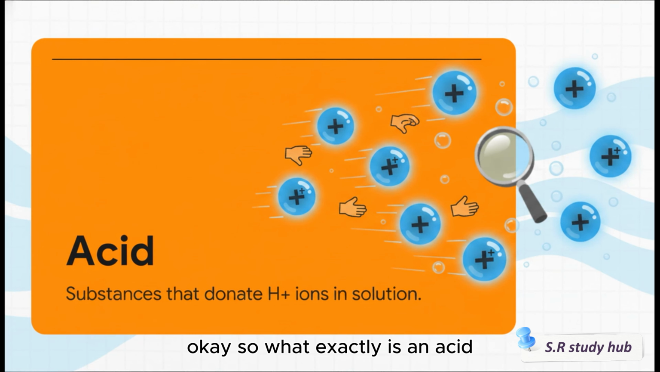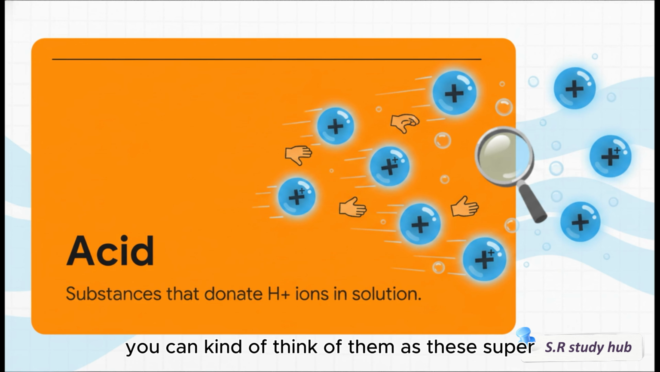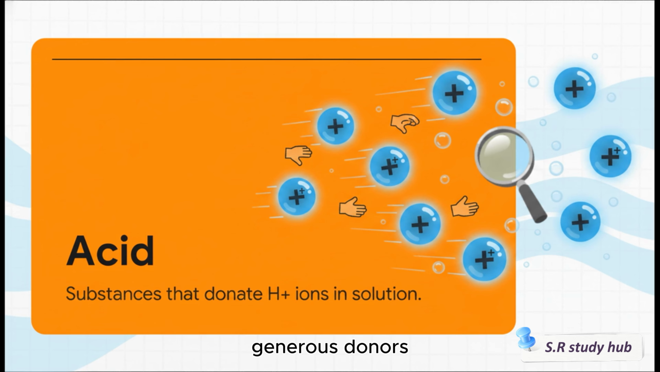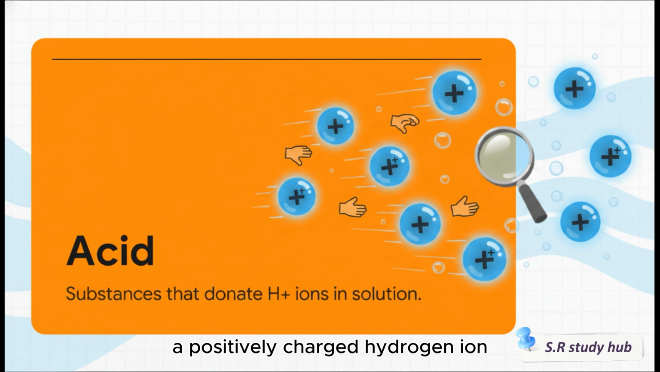Okay, so what exactly is an acid? Well, chemically speaking, acids are substances that donate H+ ions when they're in a solution. If you zoom all the way down to a molecular level, you can kind of think of them as these super generous donors playing a microscopic game of hot potato. Whenever they're mixed into a liquid, usually water, they are always looking to just give away a positively charged hydrogen ion. Just, here, take this.